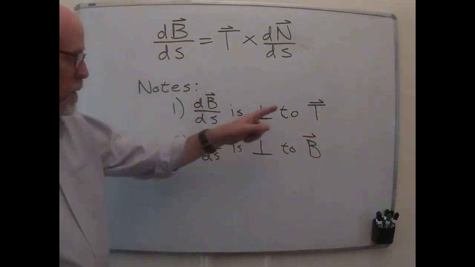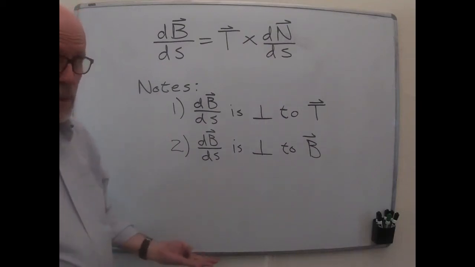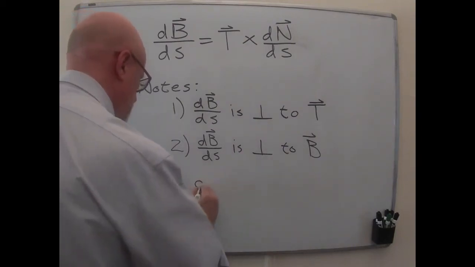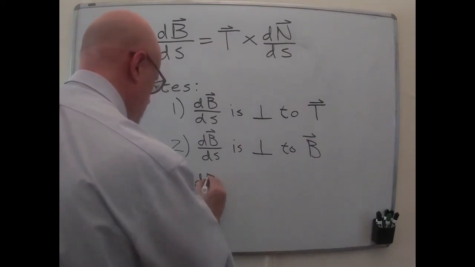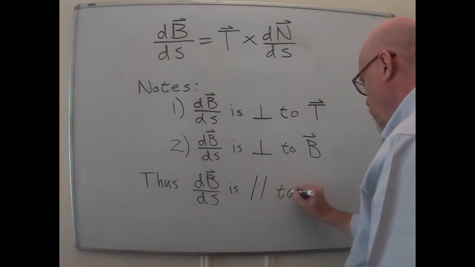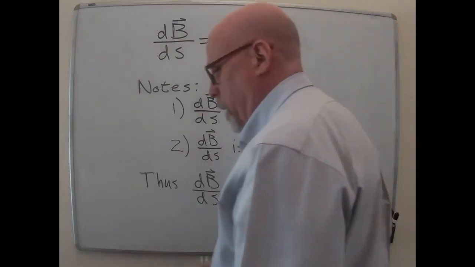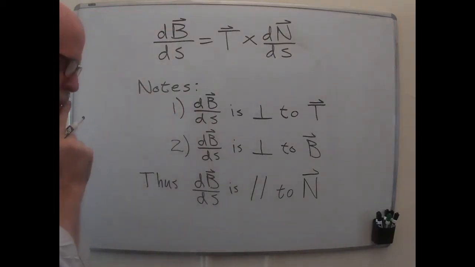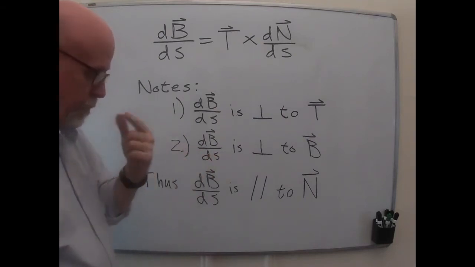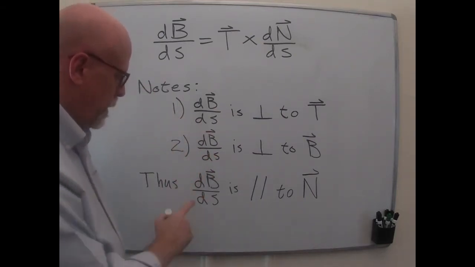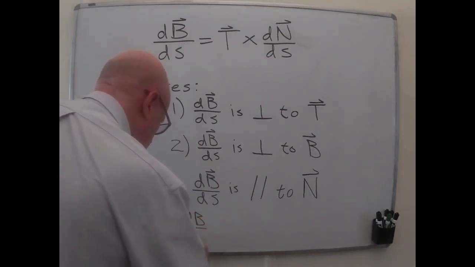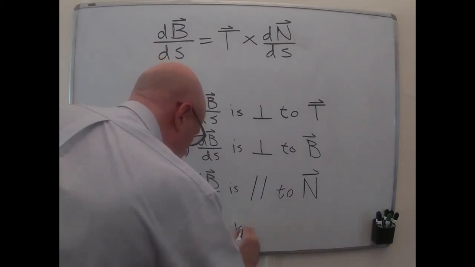So what does that tell you? If you're perpendicular to T and you're perpendicular to B, you must be going in the n direction. dB ds is parallel to n. Now, it need not point in the same direction as n. I don't want you to think that they have to be pointing in identical directions. They could go in opposite directions. In fact, roughly half the time they do. But this means that this guy is just a multiple of that guy. That is, dB ds is equal to some constant times n.